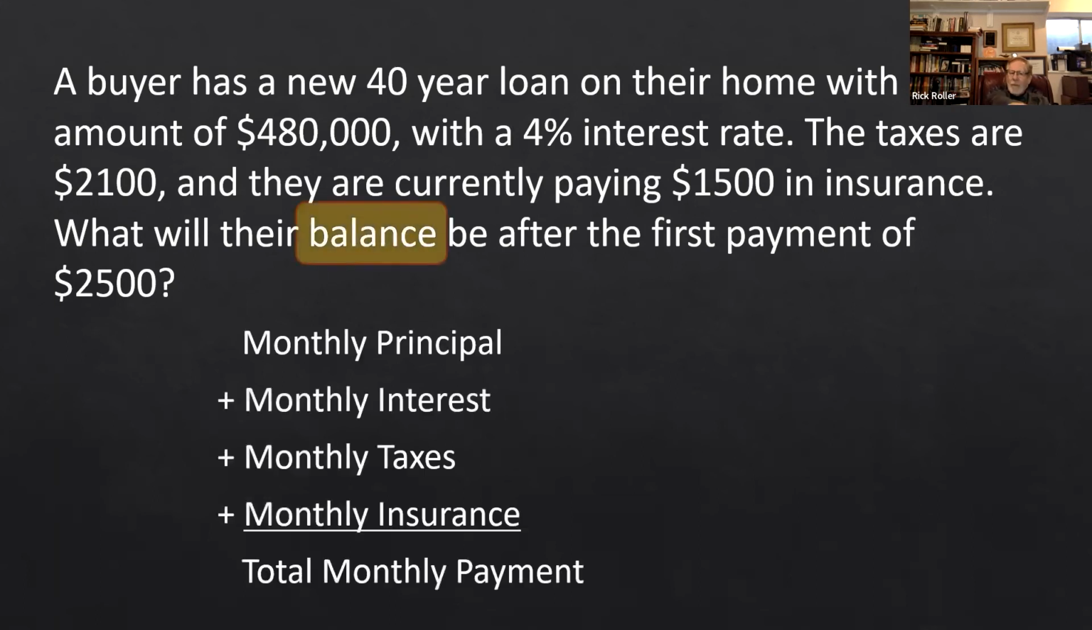So what we're solving for is the balance. We want the balance here. Okay, we know the loan is going to be $480,000 before the payment. We know they're going to pay 4% interest. We know the taxes are $2,100, and we know the insurance is $1,500. What will the balance be after that first payment of $2,500? Okay, well, let's work through this.